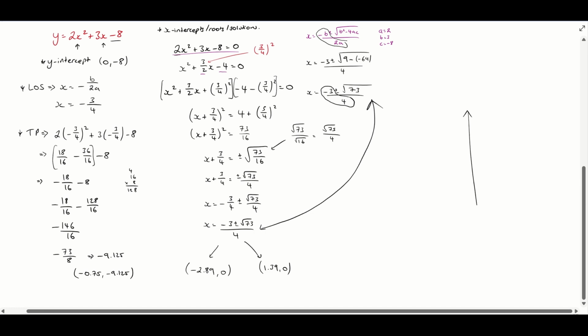Finally, for the fun bit, if we want to sketch this, let's see how we go. So our y-intercept is at 0, minus 8. So we can put that down like that.